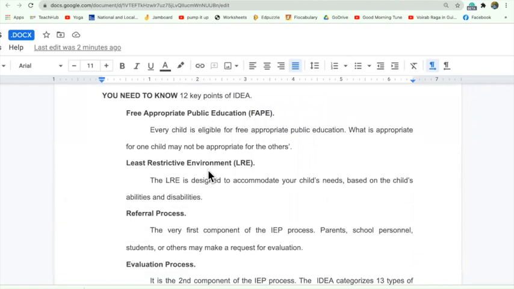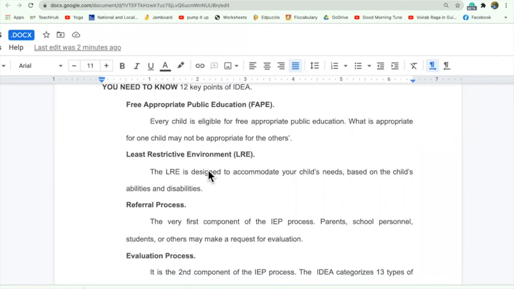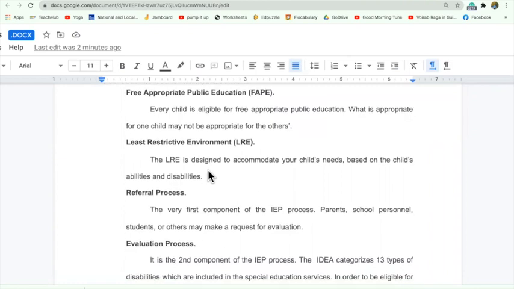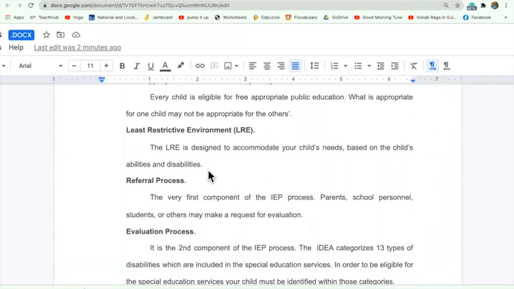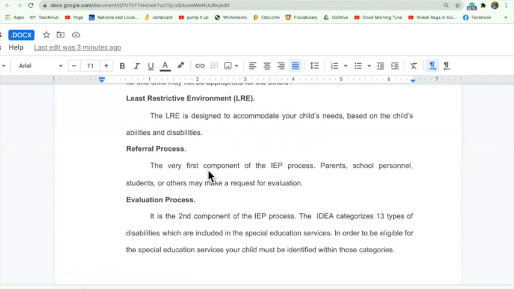Free Appropriate Public Education, FAPE. Every child is eligible for free appropriate public education. What is appropriate for one child may not be appropriate for the others. Least Restrictive Environment, LRE. The LRE is designed to accommodate your child's needs based on the child's abilities and disabilities.